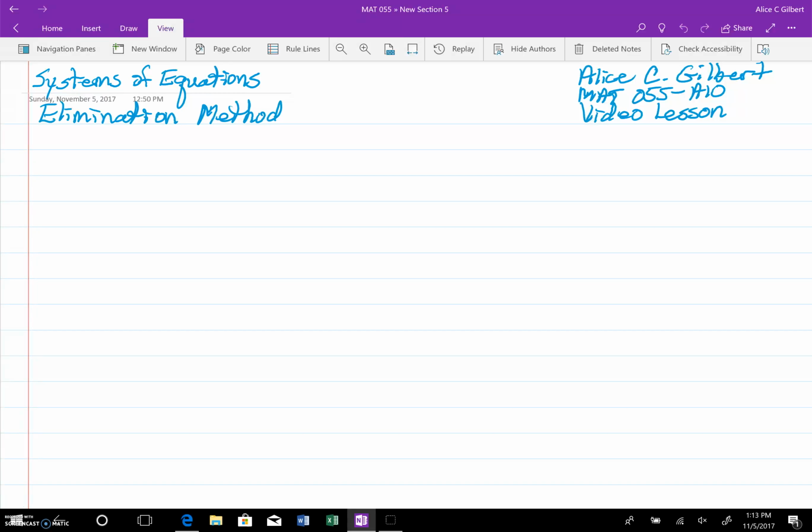Systems of equations. We're going to talk about the elimination method now. So remember, systems of equations is looking for the one point where the two lines cross. That's it, just the one point where the two lines cross.